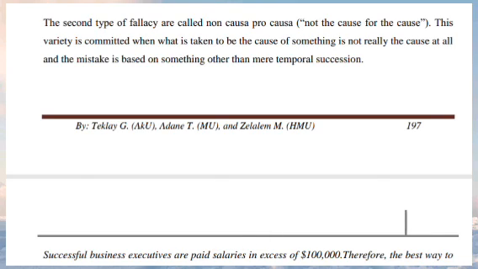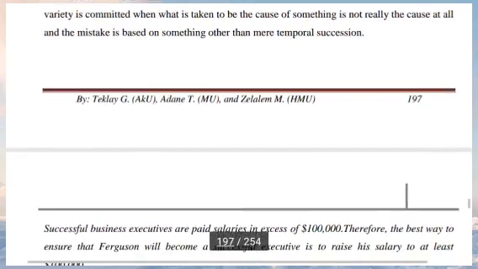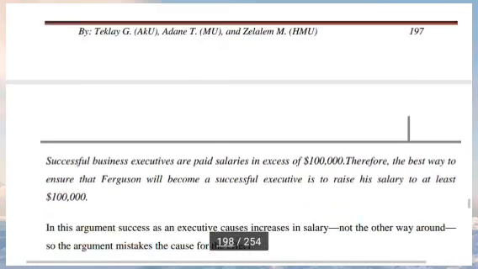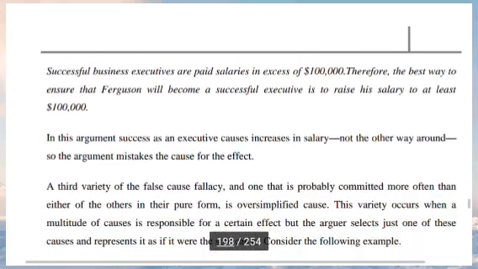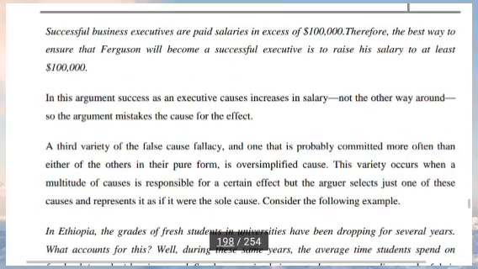This form of the false cause fallacy occurs whenever an arguer illegitimately assumes that because event X preceded event Y, X caused Y.